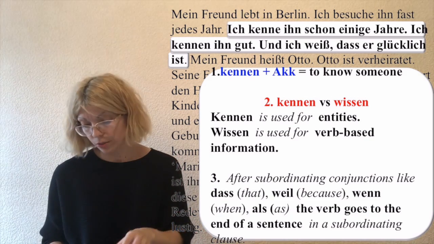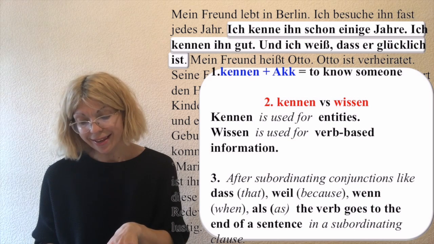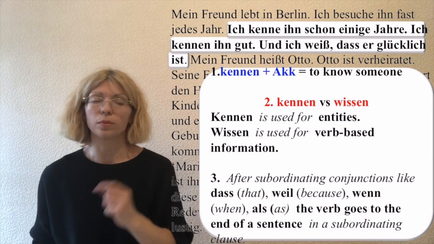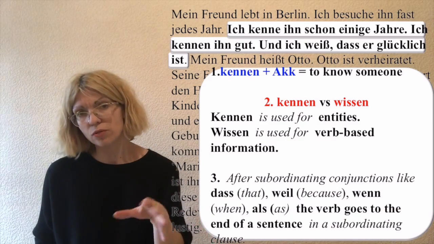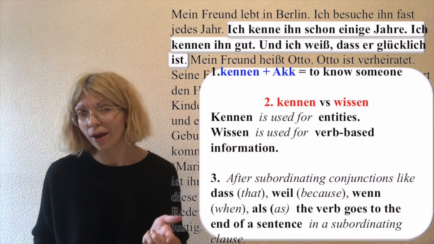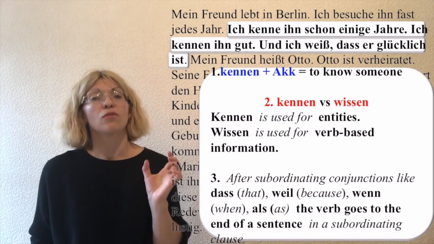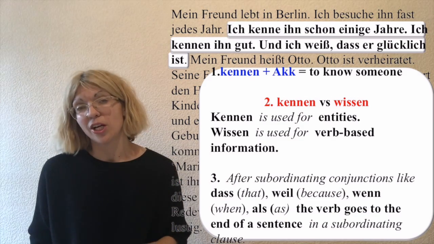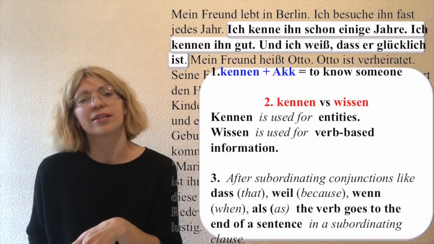But in the next sentence, what do you come across? Ich weiß, dass er glücklich ist. Take a look, please. There is another verb, sein, okay? Conjugated verb ist for the er. That's why here, we should use wissen for the verb-based information. Otherwise, I can say that there is another verb in the sentence, okay?